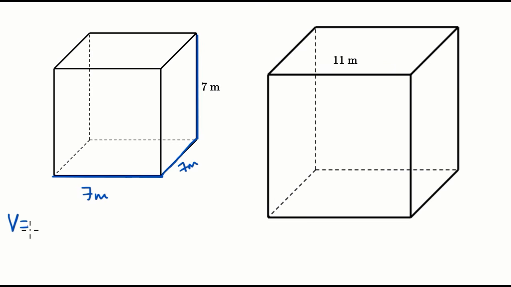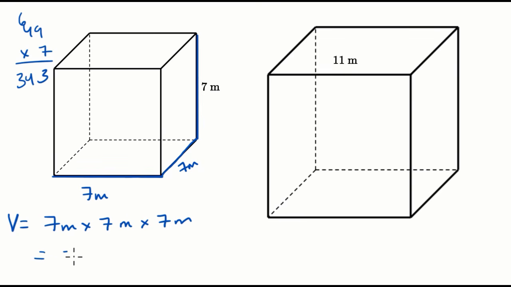So the volume is going to be equal to 7 meters times 7 meters times 7 meters. Now what's that going to be? 7 times 7 is 49, and 49 times 7, I think that's 343. Let's see, 9 times 7 is 63. 4 times 7 is 28, plus 6 is 34. Yep, 343. So this is going to be equal to 343 cubic meters. And that is looking pretty good.